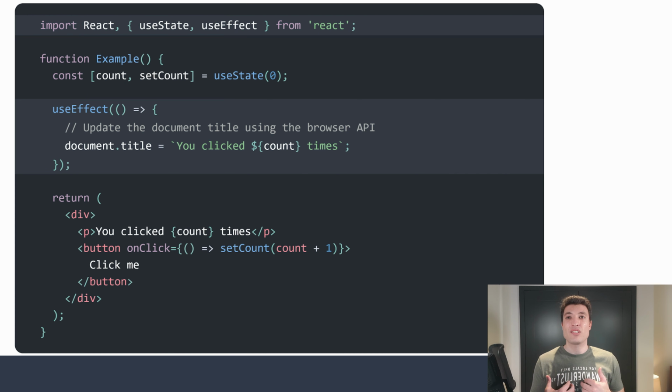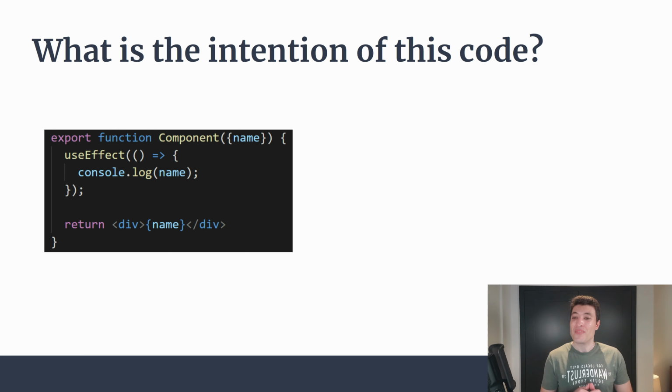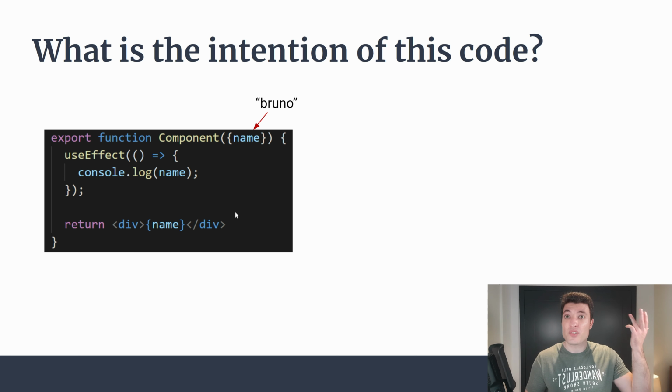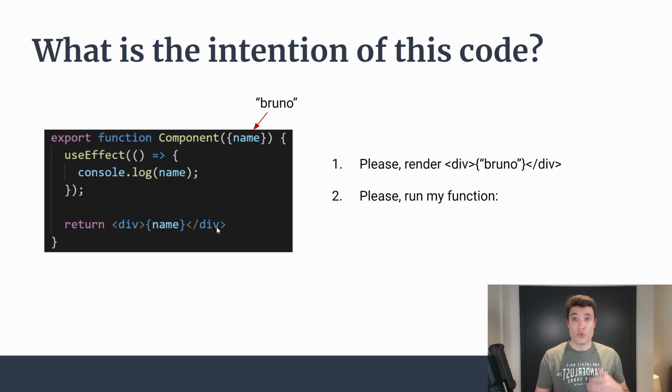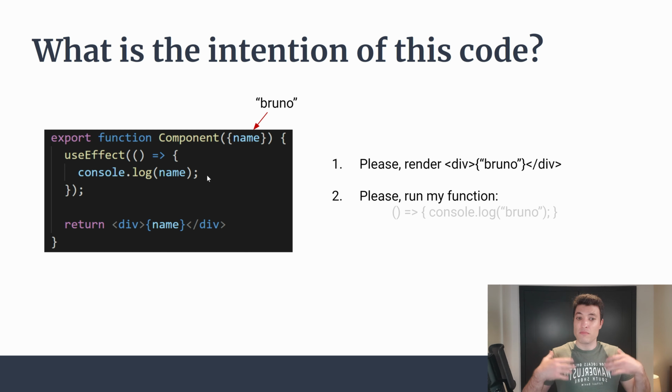So what are the intentions that we have as a developer? Let's simplify this code a little bit and see what our intentions are. Well, the first intention, if this component is being rendered with the name of Bruno, is that our users will have a div with Bruno on their screen sooner or later, right? That's the first intention you have as a developer that built this screen. The second intention is that sooner or later, React will be able to run our function and say on the console, Bruno. That's the second intention we have.